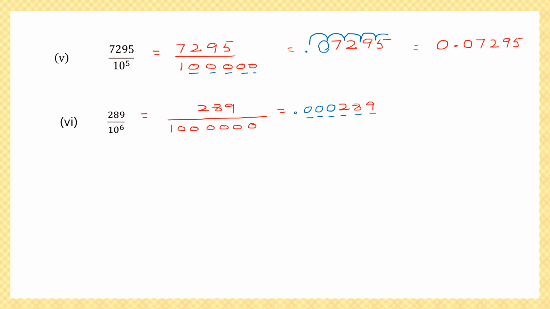So let me write down my answer. 0. There are 3 zeros and 289. So this is my final answer.